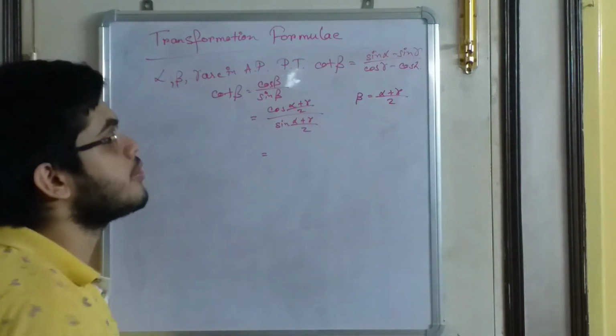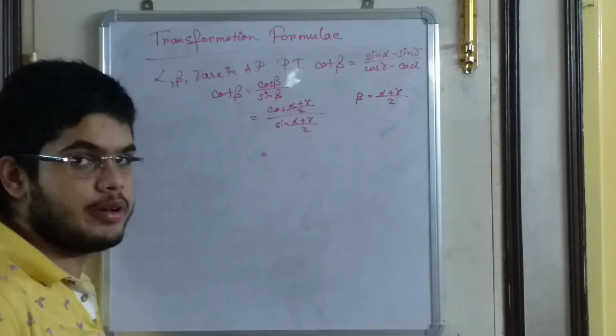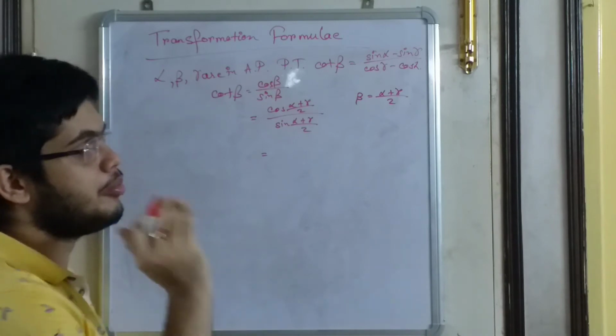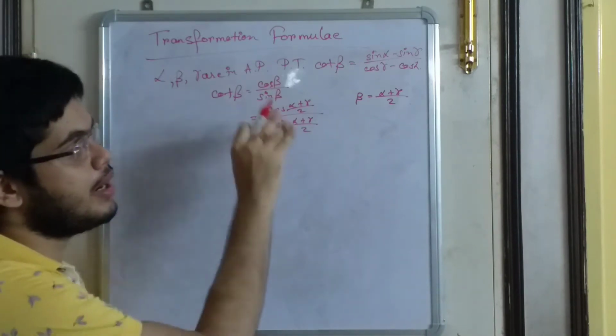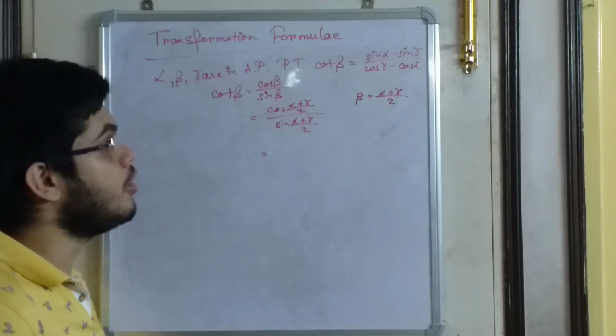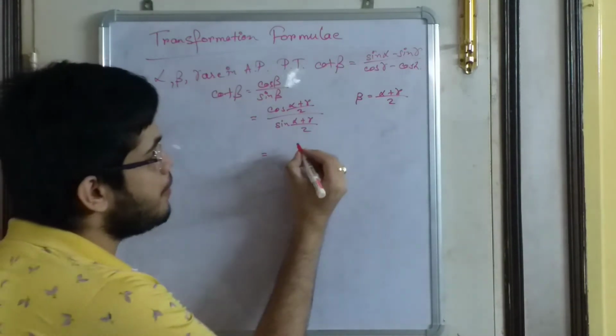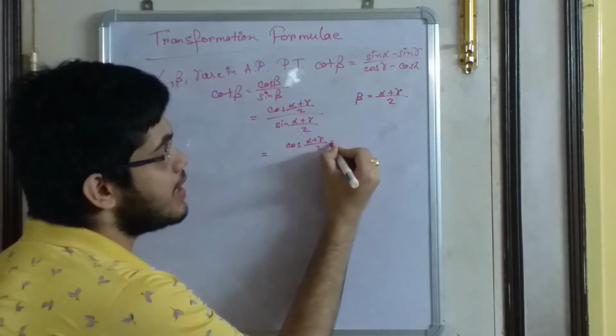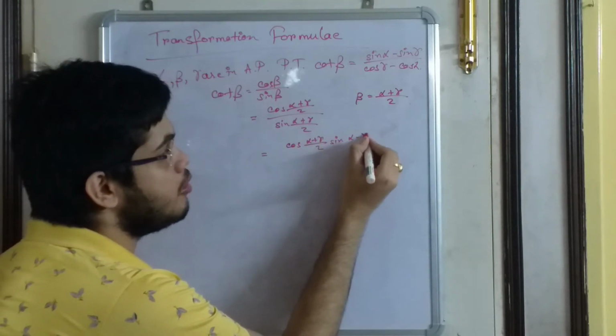Okay, now what will we do? We would like to use transformation formula here, and for that we'll have to multiply something both with the numerator and the denominator. Now what is that something? That you have to decide very prudently. Okay, now I am multiplying sine of alpha minus gamma by 2.